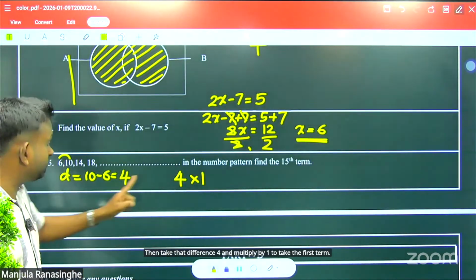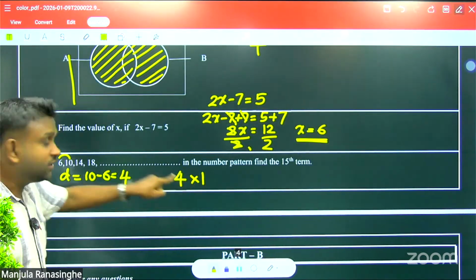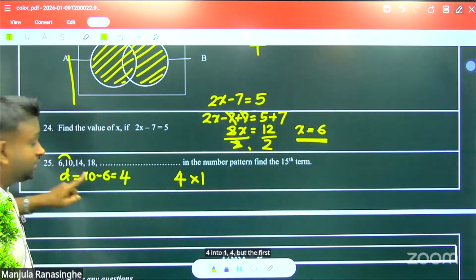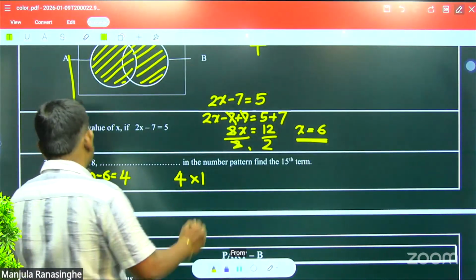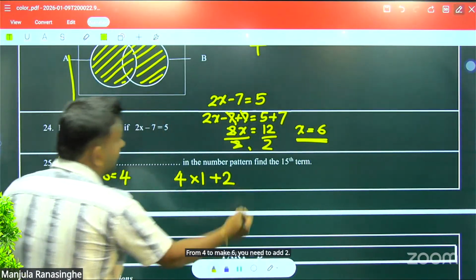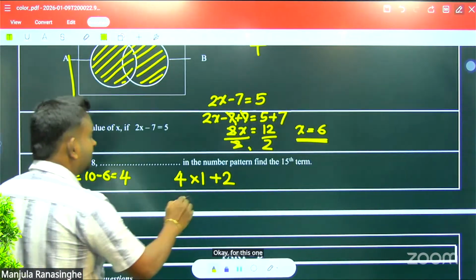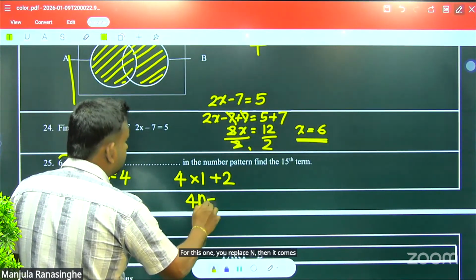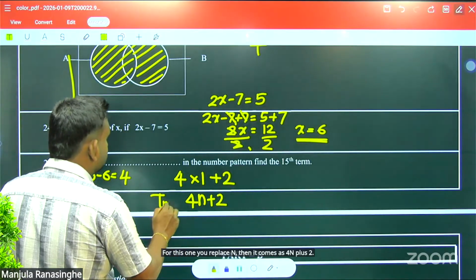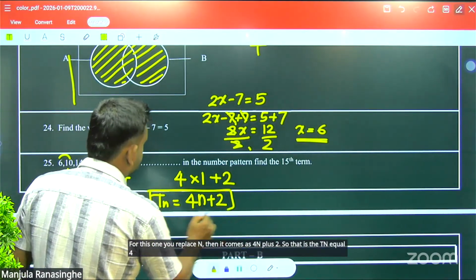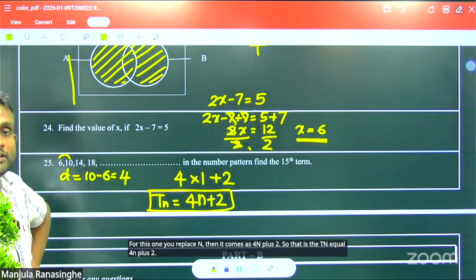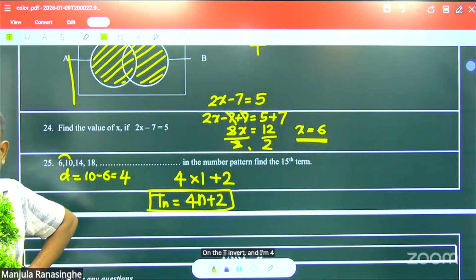Then take that difference 4 and multiply by 1 for the first term. We took the difference 4. 4 into 1 is 4. But the first term is 6. From 4 to make 6, you need to add 2. For this, you replace n, then it comes as 4n plus 2. So tn equals 4n plus 2 is the answer.